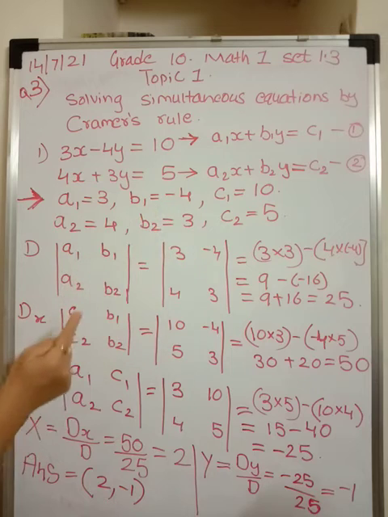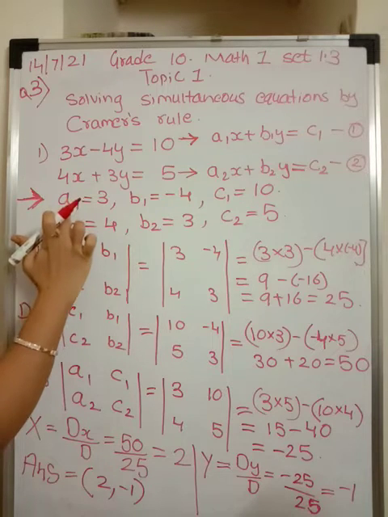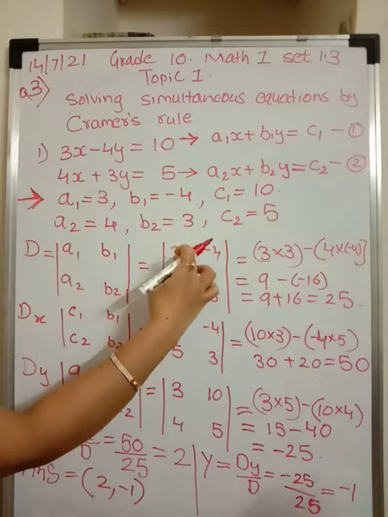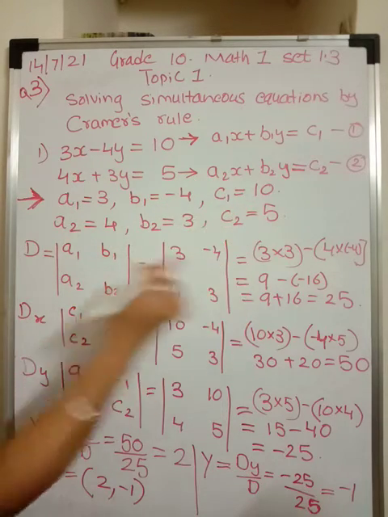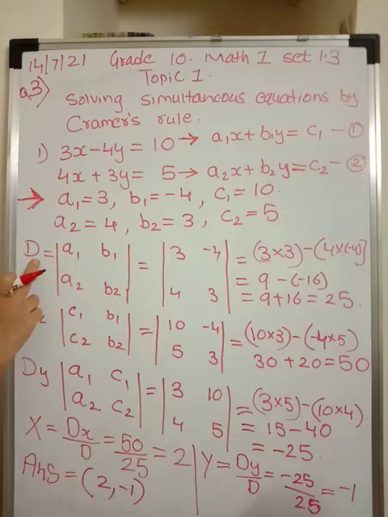Once you have these values, we have to find the determinant. You know what a determinant is; yesterday we saw it. Its order is also 2 because you have 2 rows and 2 columns. Now the first determinant D is denoted by a1, b1, a2, b2. That means 3, minus 4, 4, 3. This is denoted by D.